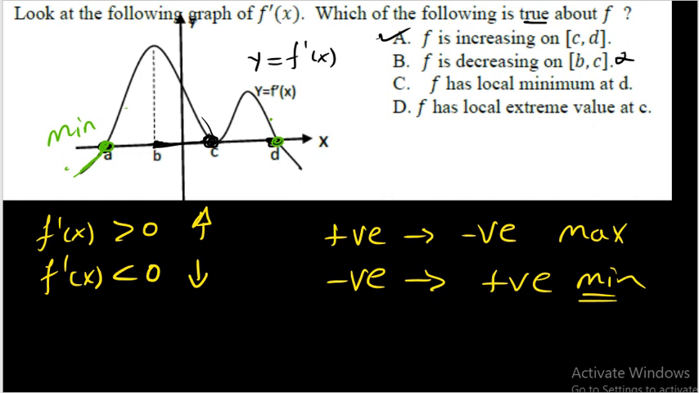At D it changed from positive to negative. The graph goes from above to below the x-axis. That means from positive to negative, and that's going to be a maximum. But at C there is no change of sign, so we cannot take C as an extreme value. So D doesn't work. And even the choice that says f has a minimum at D doesn't work, because at D it should be a maximum, since at point D it changed the sign from positive to negative. So the answer should be A.